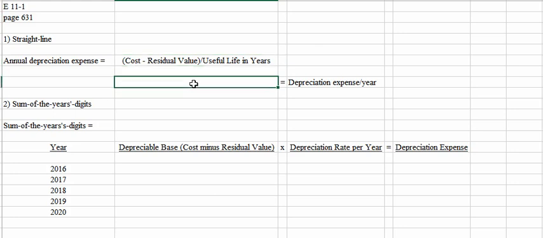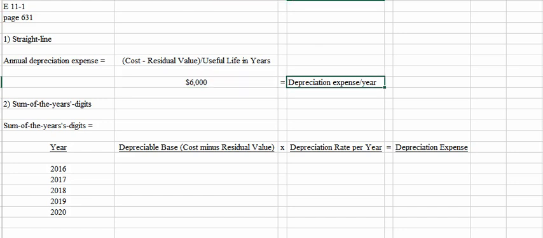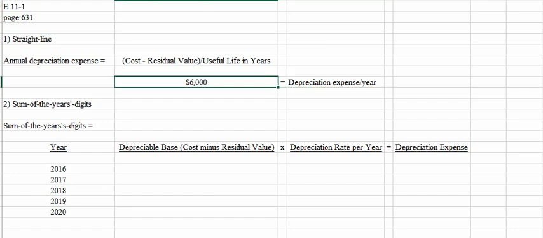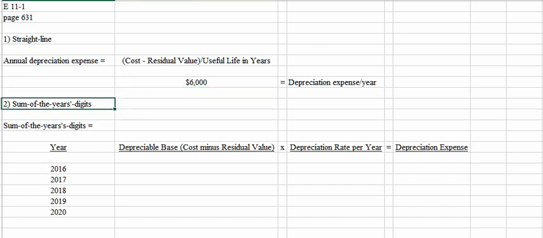asset in the business. Okay, so we're going to say cost $33,000 minus residual value of $3,000 divided by the useful life in years, 5 years, and we come out with $6,000. That's depreciation expense per year. So at the end of every year, we would debit depreciation expense and credit accumulated depreciation for $6,000 under the straight line method.